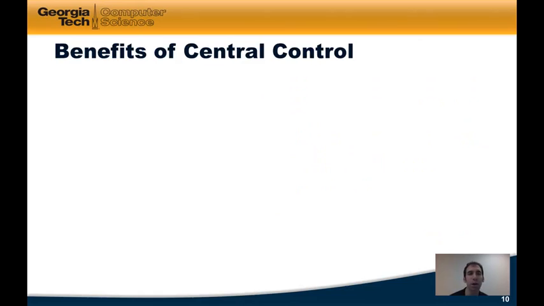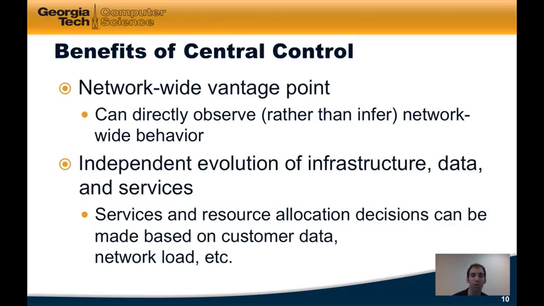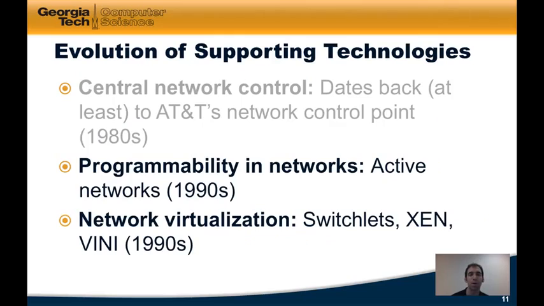So to summarize, the benefit of central control for something like the NCP and the phone network was that a single network-wide vantage point could allow operators to directly observe rather than infer network-wide behavior, and importantly, evolve the infrastructure, data, and services independently from one another. So that's a summary of some history of where central network control came from, and next we'll look at the history of programmability in networks as well as the history of network virtualization.